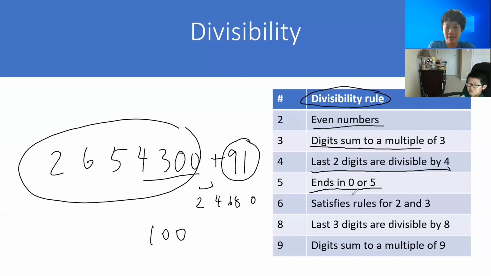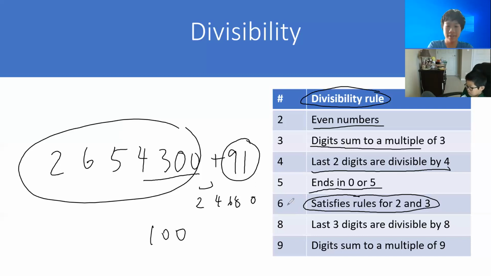For 6, if it satisfies the rules for both 2 and 3, then it works. Ethan, you have a question? Like, what about 7? Why isn't there any 7? The 7 rule is pretty complicated, and in most cases I would just divide the number. It's a lot easier to just divide it than to use the 7 rule. But there is a 7 rule. You can search it up later if you want.